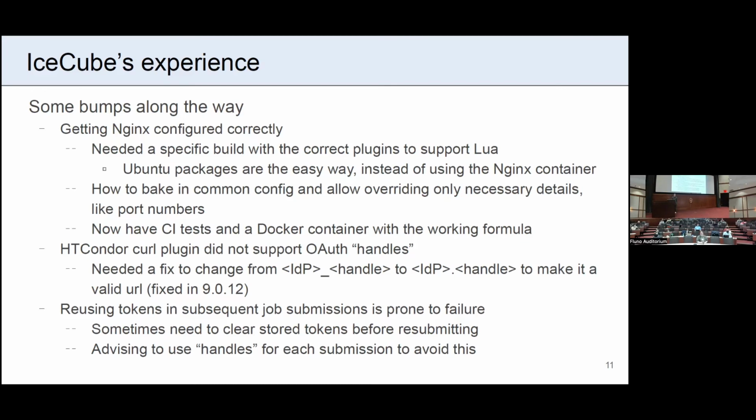Another problem we had was the HTCondor curl plugin did not support the OAuth handles properly. Initially, there was an underscore between the IDP and the handle, and it had to be changed to a dot in order to make it a valid URL. This was fixed in 9.0.12. Finally, reusing the tokens in subsequent job submissions is fairly prone to failure. We're not sure exactly what to do with this, but we're basically going to advise using the handles so that it's unique, and then you don't have this problem.